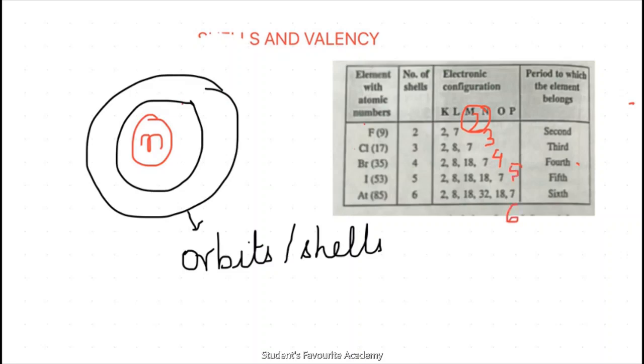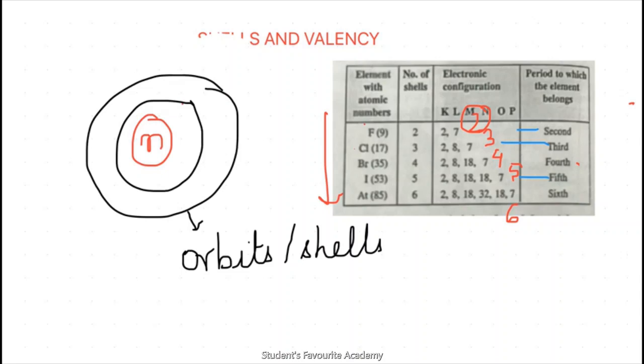So as I am moving down the group, the number of shells are increasing, and the number of shells is equal to the period number of the particular atom. Suppose in fluorine I am having 2 shells. So what is the period of this fluorine? Fluorine belongs to the second period. Similarly, children, chlorine belongs to third period. Iodine will belong to fifth period, children. The thing that we observe here is that the total number of shells is equal to the period number of the elements.